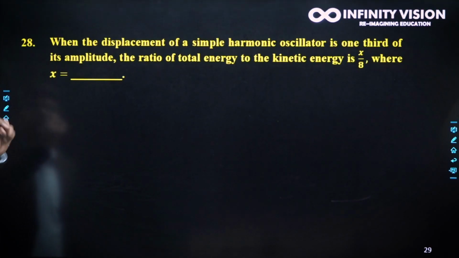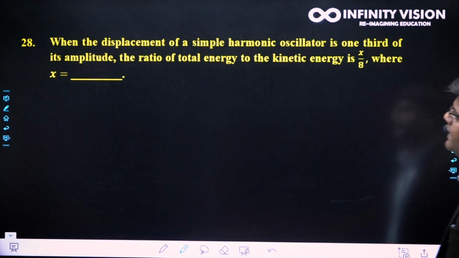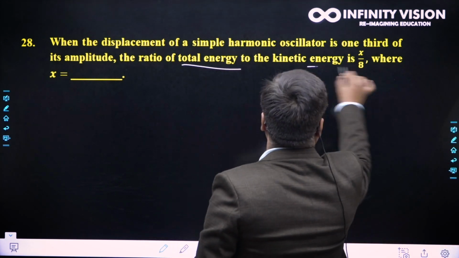Coming to question number 28: when the displacement of a simple harmonic oscillator is 1/3 of its amplitude, the ratio of total energy to the kinetic energy is x by 8. What is the value of x?